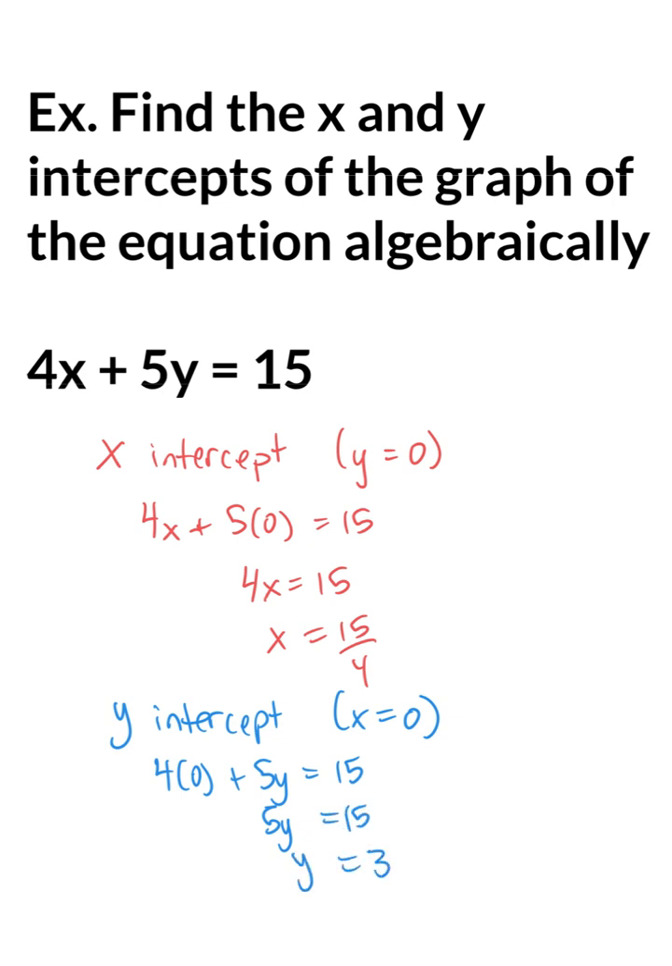So if they asked me to write it as an ordered pair, I would write my x-intercept as 15 over 4, comma 0, and my y-intercept as 0, comma 3. And that's the x and y intercept algebraically.